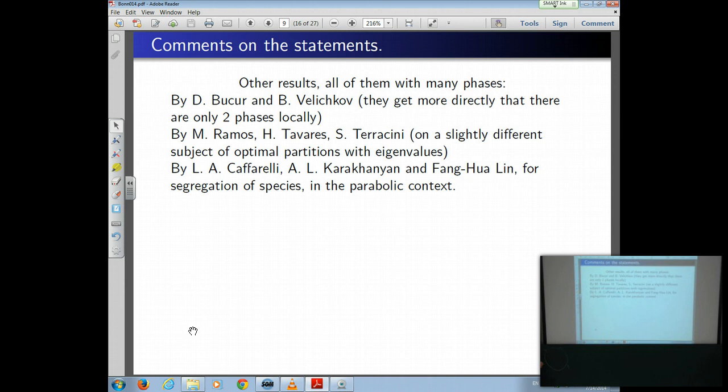Then there is work that looks very interesting by Ramos, Tavares, and Terracini. It's not exactly the same problem, because they try to optimize, let's say, the third eigenvalue on the domains Vj. In fact, their work looks more interesting, but I didn't read it. It's still too recent for me. And recently I also found out that Caffarelli, Karakhanyan and Lin have been studying many phases in a slightly different setting, where they have evolutions for a problem related to the segregation of species. The n domains would be places where different species live. There is the assumption that the species cannot be in the same place, and you try to determine what they evolve to. It's interesting too, and apparently it's still slightly disjoint.